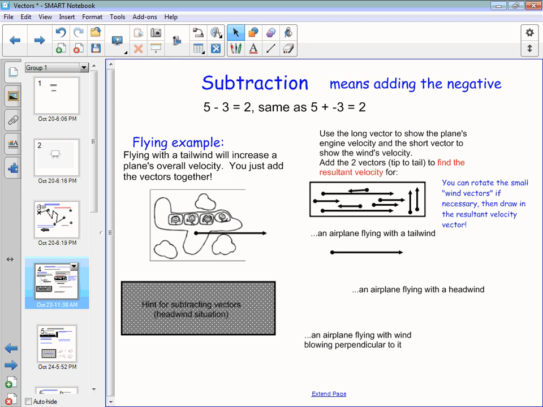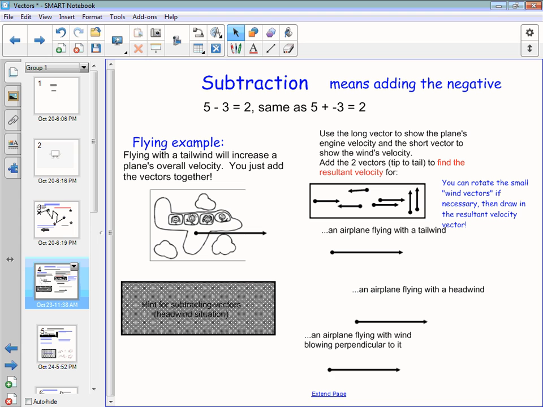Let the record show people are pointing to the right. No, wait. That is the engine's velocity. Yeah, but you added. All right, stop. No. All right, that is the guys. It did say the long one is the plane's velocity. Okay, so this one will be down here.